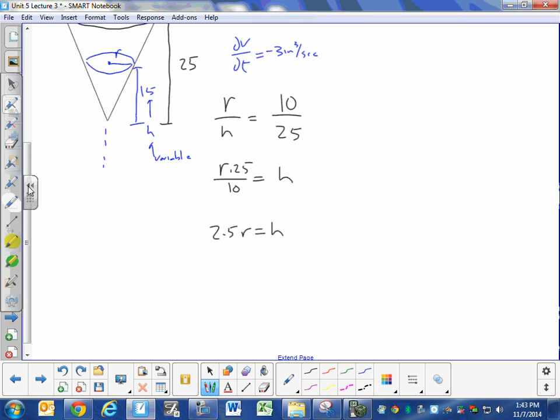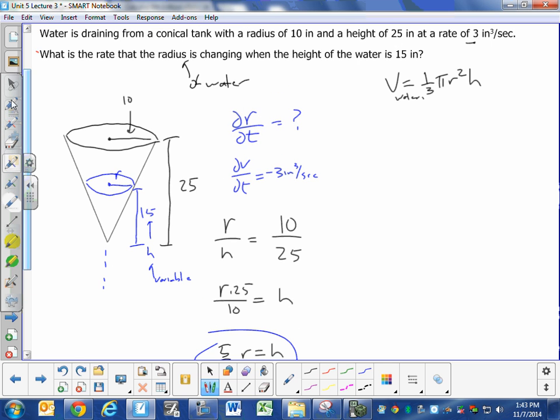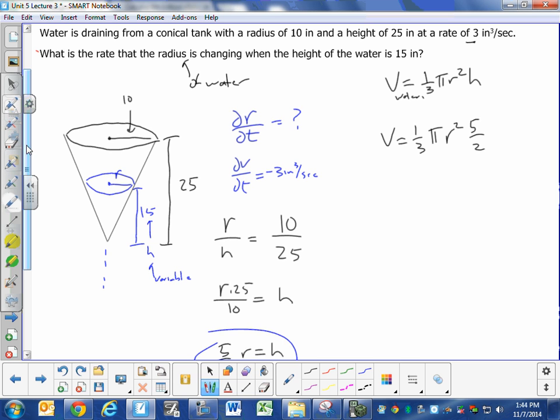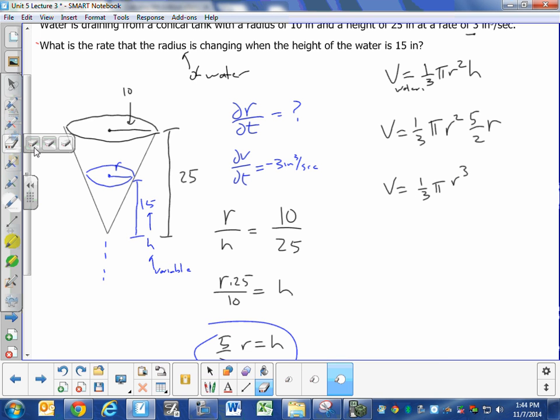Which I don't love, why don't we use a fraction? 5/2 r is equal to h. Okay, that's cool. Let's use this. So I'm going to go back and say, all right, the volume of my water is equal to 1/3 pi times my radius squared. And now my h has to be 5/2 of my radius. Well, now I can simplify this, and now I have an equation that can easily be derived, and we won't have to worry about any products. So I have 5/6 pi r cubed.